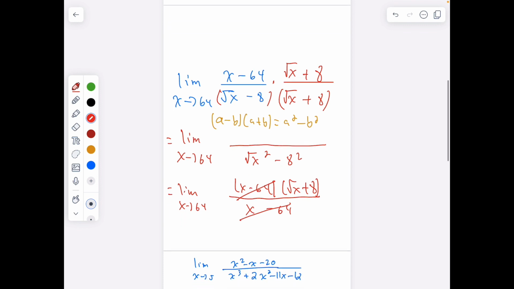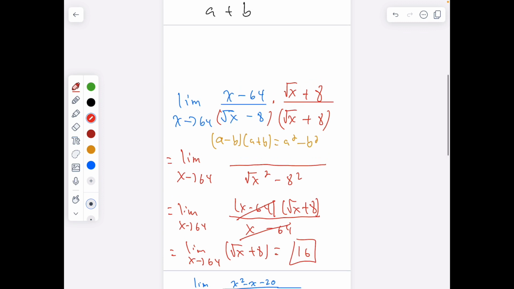That's it. And the x minus 64 cancels, and all of this is now equivalent to taking this limit, and if you plug 64 in, as x approaches 64, you get a 16, and that is what your limit would equal. So that is the trick to use here: multiply by the conjugate when you have a binomial with a radical.